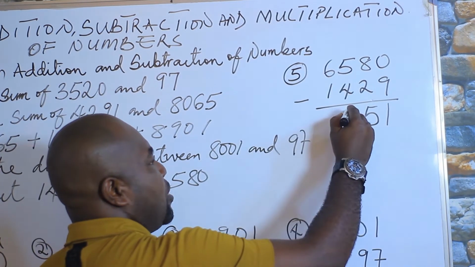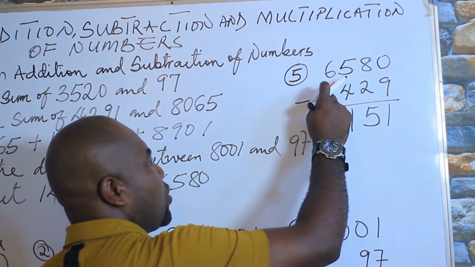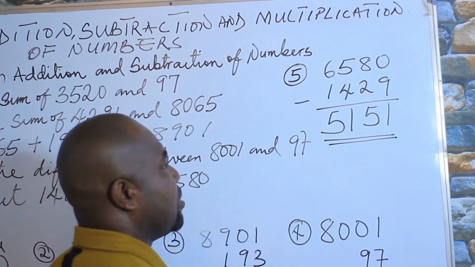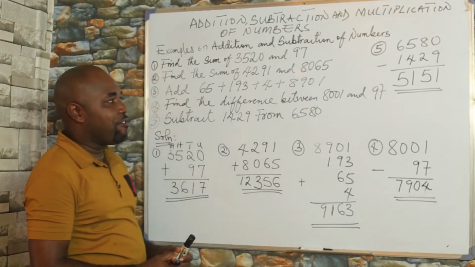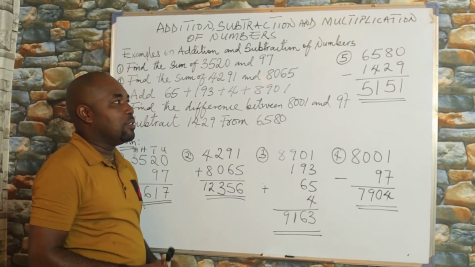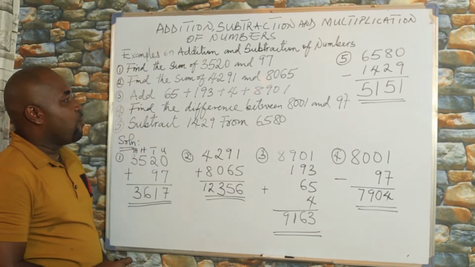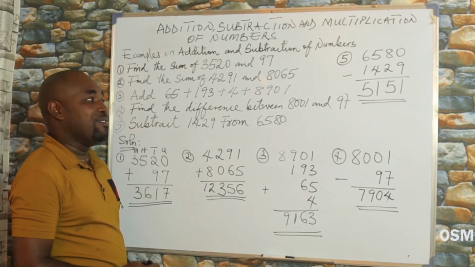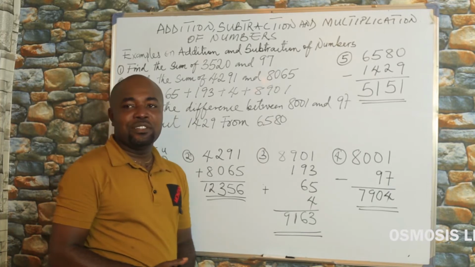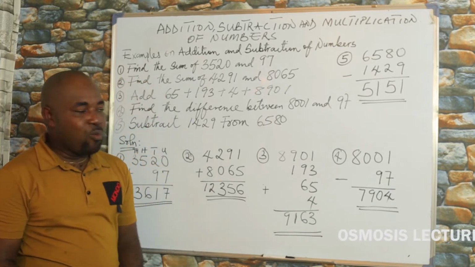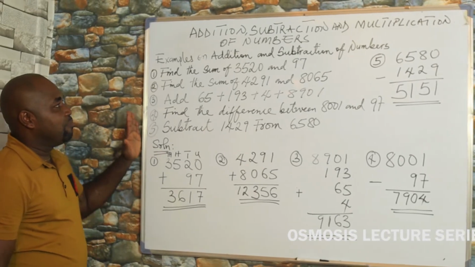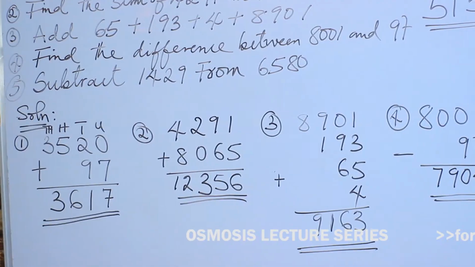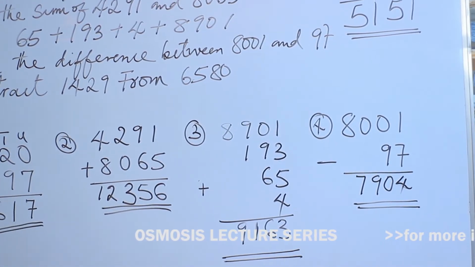5 minus 4 is 1. 6 minus 1 is 5. Our result is 5151. If we subtract 1429 from 56580, the answer will be 5151. With this, we have come to the conclusion in solving the examples we have here on the board.